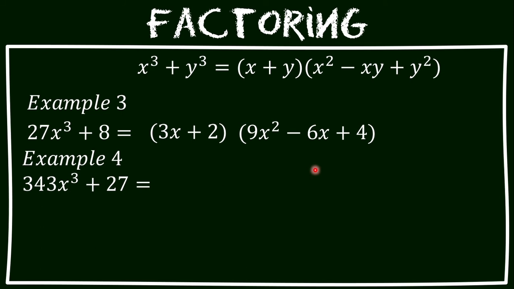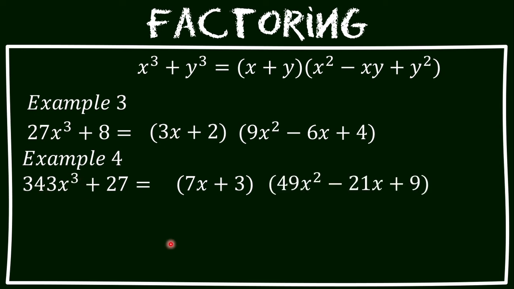Okay, and then 343x cubed plus 27. Cube root of 343 is 7. Cube root of 27 is 3. So that will be 7x plus 3. And then you follow this. Get the cube root of 343, which is 7. Then square it, that will be 49. Cube root of 27, which is 3. Then square that, it will be 9. And then 3 times 7, that's 21x. That's it.